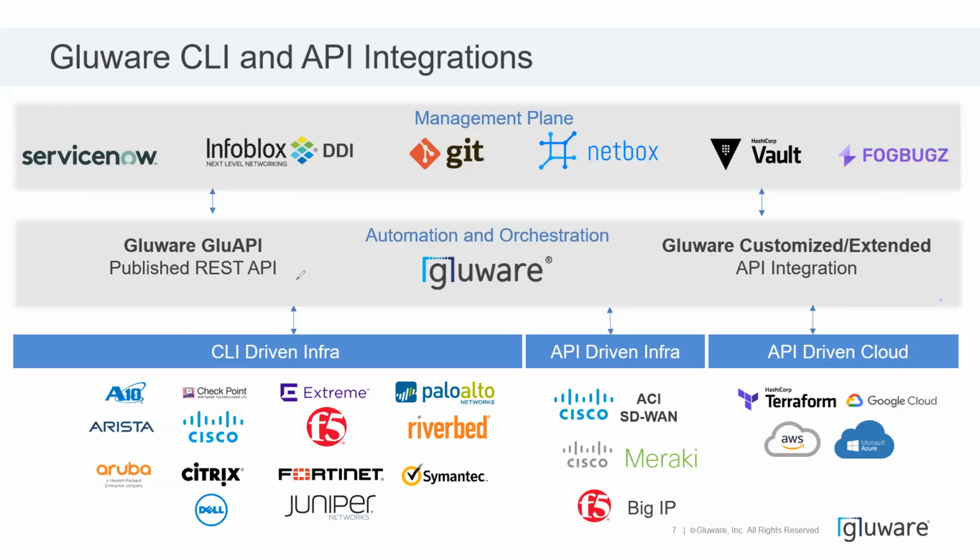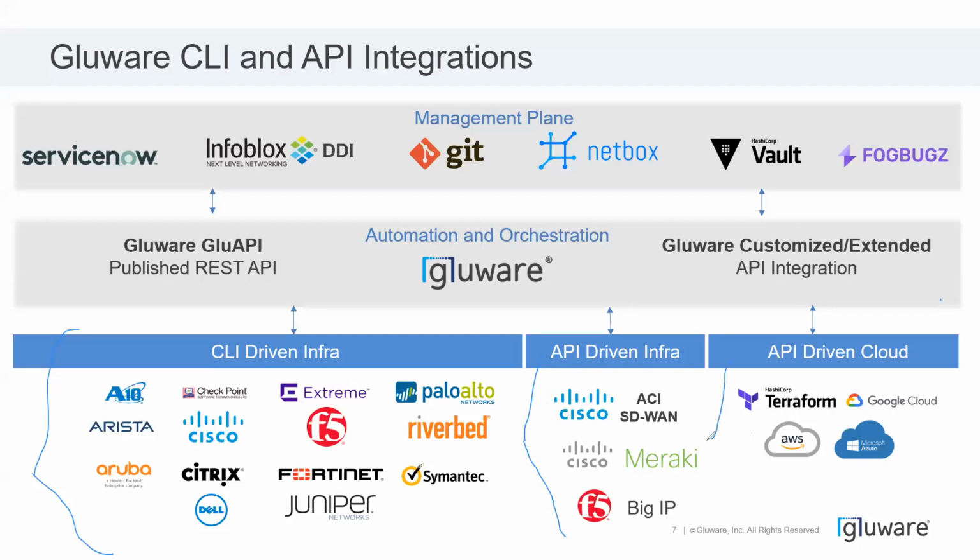So with that, let's move on into the big picture view, and I'll attempt to annotate again here. When you think of what Gluware automates, well, we automate all of the things down here at the network layer. So over 30 operating systems in what you would call the CLI-driven infrastructure. All these network operating systems support a CLI interface. Then what's new and what we've been expanding on rapidly is API-driven infrastructure. So I mentioned Cisco's SD-WAN, Cisco ACI, Cisco Meraki, F5, there's numerous other platforms that are offering an API interface, and Gluware can rapidly onboard APIs to then automate the network layer.